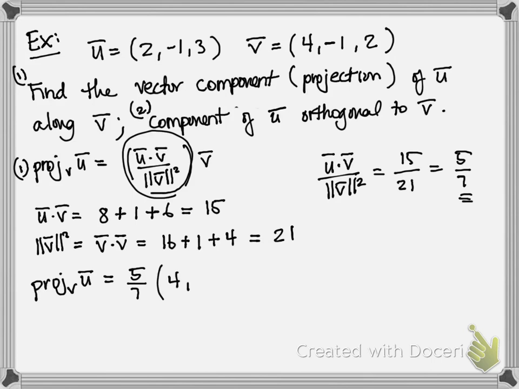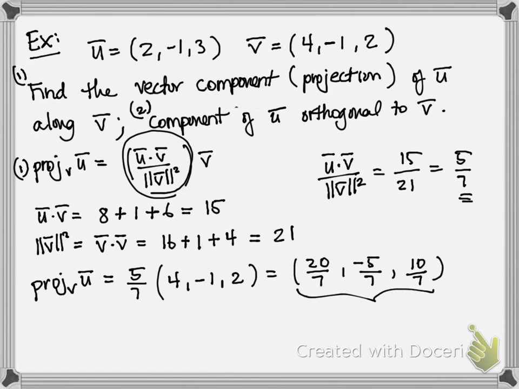V is 4, -1, 2. So it's this guy, 20/7, -5/7, and 10/7. So this is the part of U that's running parallel to V. Okay, that's what this is.